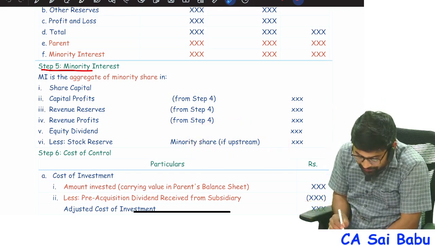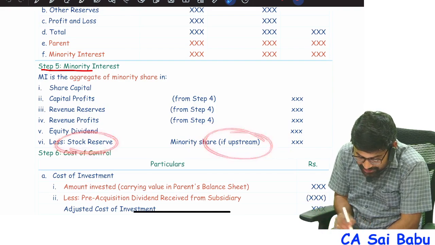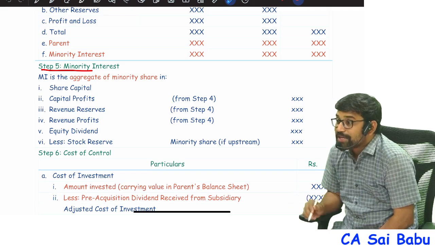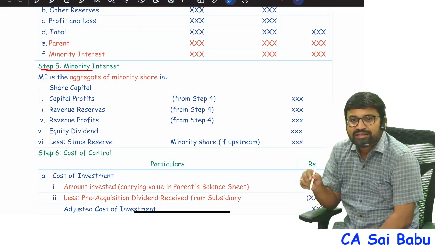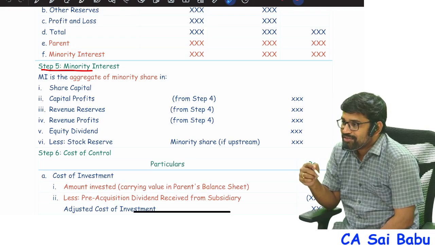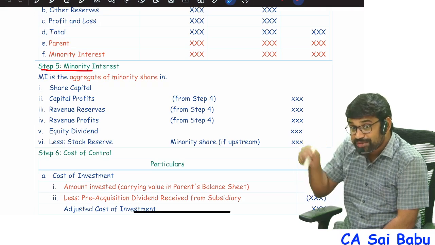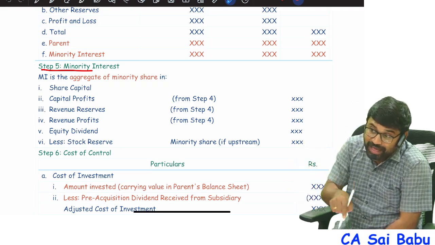You see step number 5, we deducted stock reserve. This is nothing but unrealized profit. In which case will it come? Upstream transaction. What is an upstream transaction? Subsidiary sold goods to parent. When the subsidiary sold goods to the parent, the profit is recognized by the subsidiary, and the profit should be shared between the parent and minority interest.